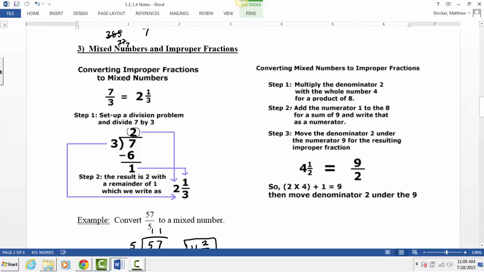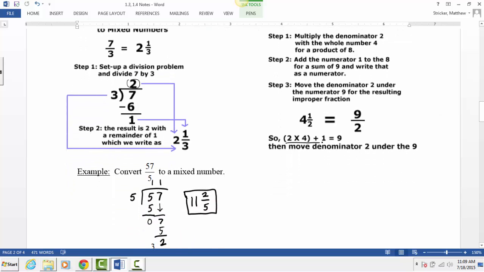You multiply the denominator by the whole number to get 8, and then you take that 2 times 4 and you add the numerator to it, which in this case is 1. So 2 times 4 is 8, plus 1 is 9, and then you write that over the denominator of 2. So this would be 2 times 4 plus 1 is 9, and then you leave 2 as the denominator. And you see it written out right here.